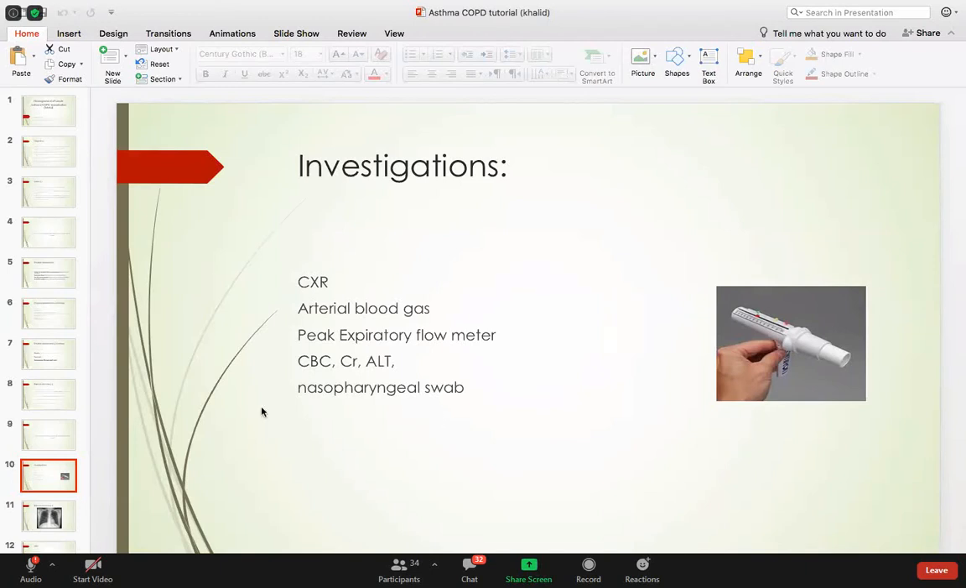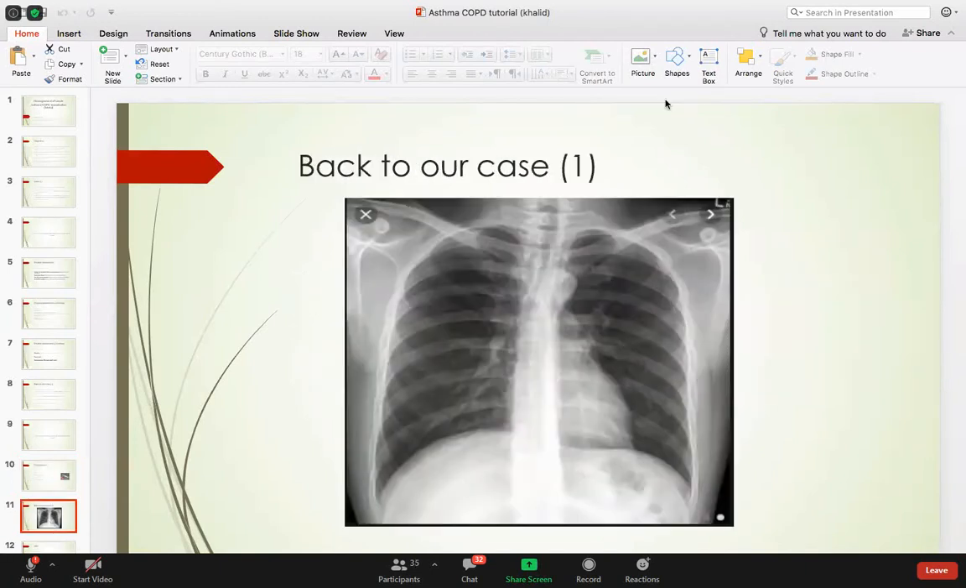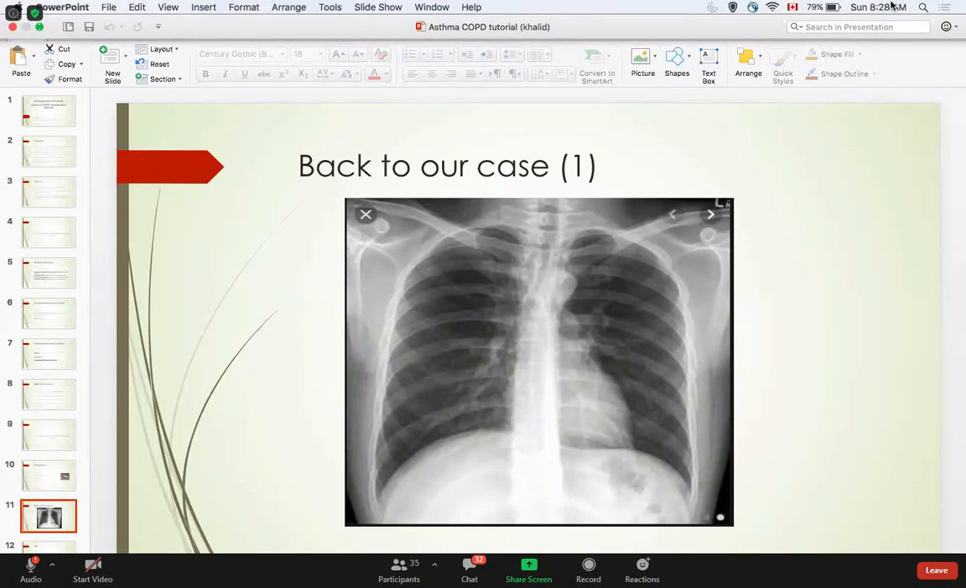Okay, so I'd like someone to volunteer and tell me what they see in this chest X-ray. Is it normal or abnormal? And if there is any abnormality, please point it out.